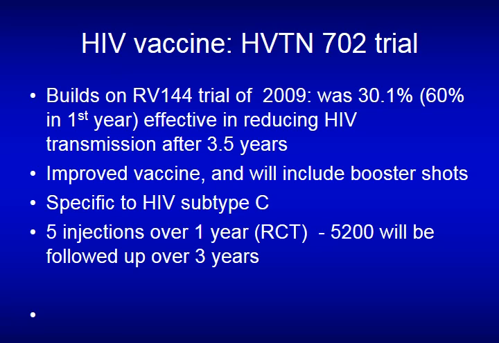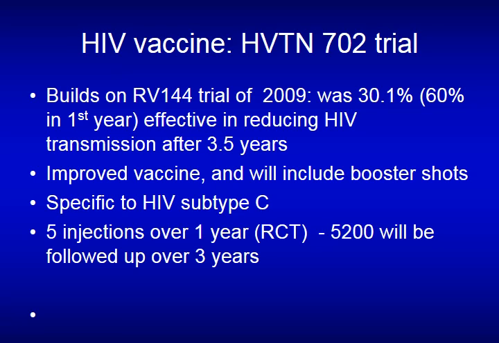So they looked at that and they decided to improve the vaccine, obviously. It also includes booster shots. They've added various things to it, which makes it now very specific for HIV subtype C. And it consists of 5 injections basically over a year. It's a randomized controlled study. I think they want to recruit about 5,200 people across South Africa. I think the main site's in Cape Town. Those people will be followed up over 3 years. I don't know if you know how vaccine trials or any prevention trial works.